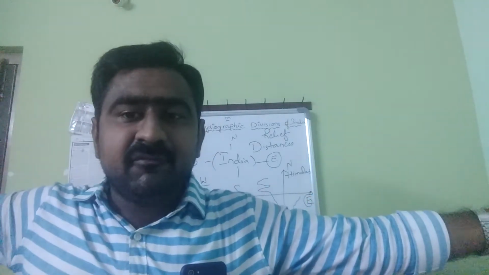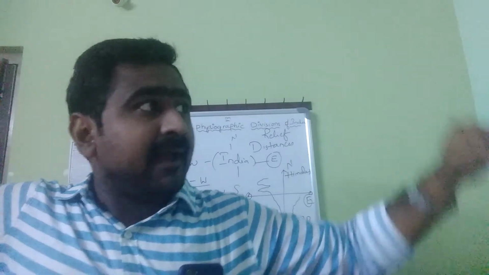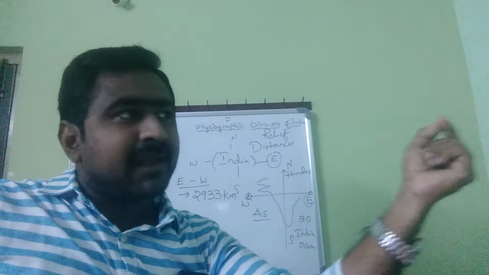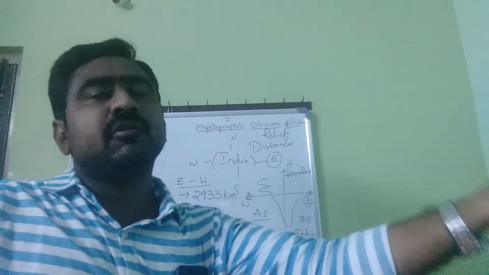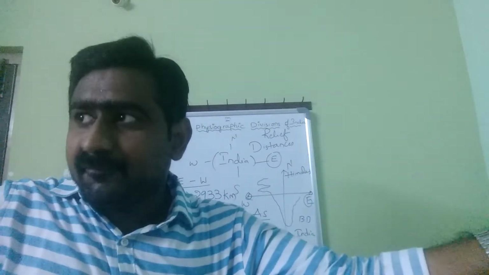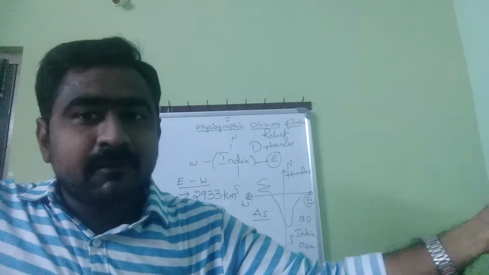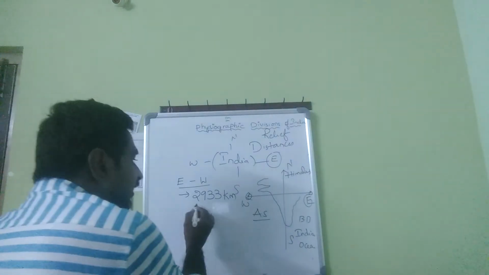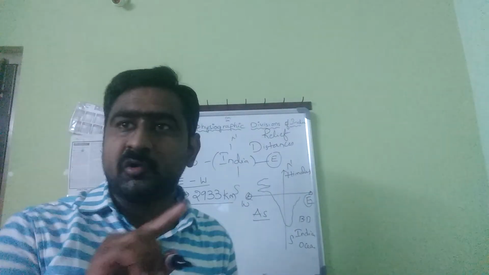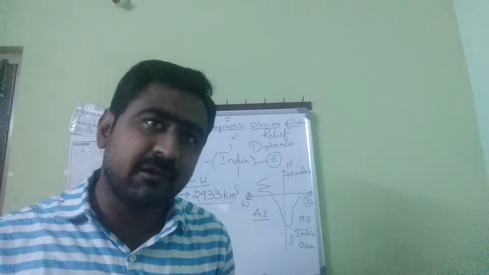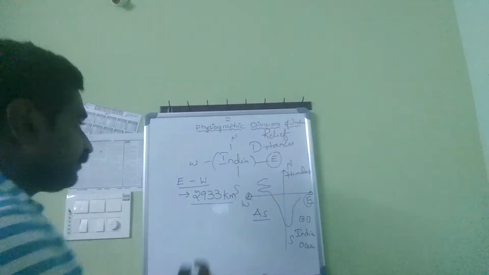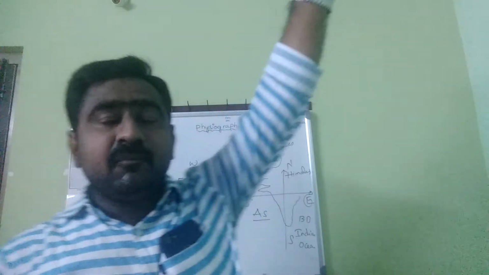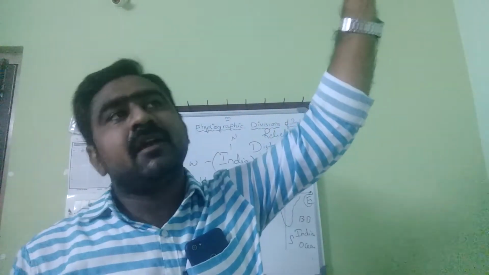For example, starting from the eastern side and ending at the western side, on the eastern side we will be having Arunachal Pradesh, and coming to the western side we will be having Gujarat, Rann of Kutch. Rann of Kutch is the ending point in Gujarat. So starting from Arunachal Pradesh to Rann of Kutch in Gujarat, that is from eastern to western side, the average is 2933 kilometer.